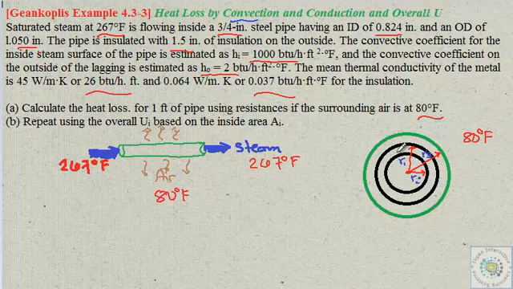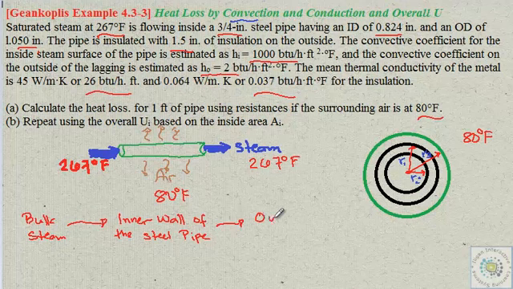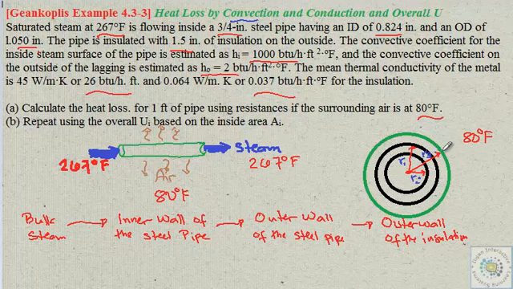The flow of heat can be traced as follows: heat flows from the bulk of the steam towards the inner wall of the pipe, and then to the outer wall of the steel pipe. As it reaches here, it needs to be conducted to the outer wall of the insulation, and from there it needs to be transferred to the surrounding air, finally. This side is at 267 degrees Fahrenheit, and this one is at 80 degrees Fahrenheit.